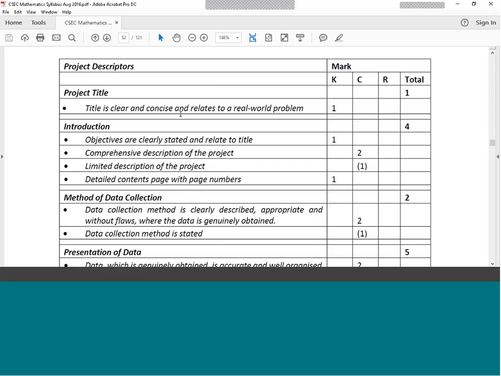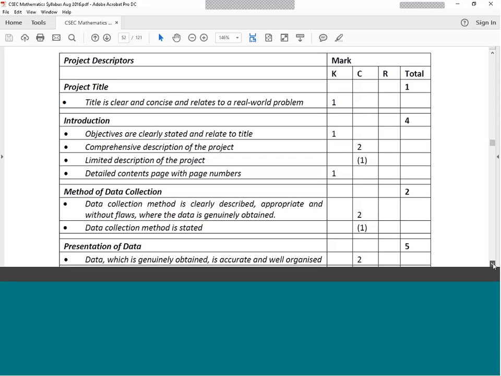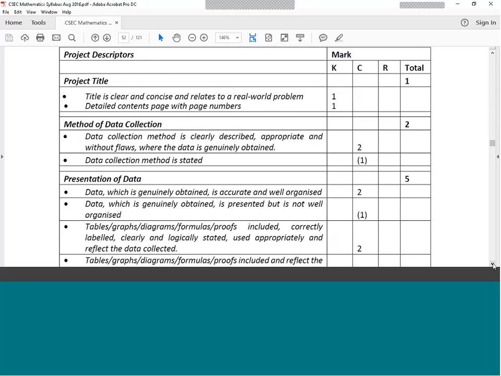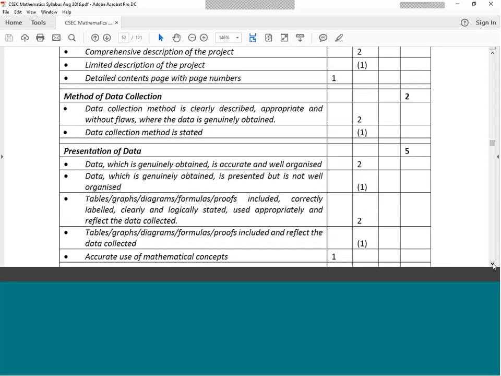Sure. Go ahead. Okay. So we see that there's a mark for the project title, which is the player from 500 minutes to a real world problem. For the introduction, there are 4 marks, a mark for the objective, and 2 marks for the comprehensive description of the project. A mark is given for the detailed content page with page numbers. The method of data collection, 2 marks for that.